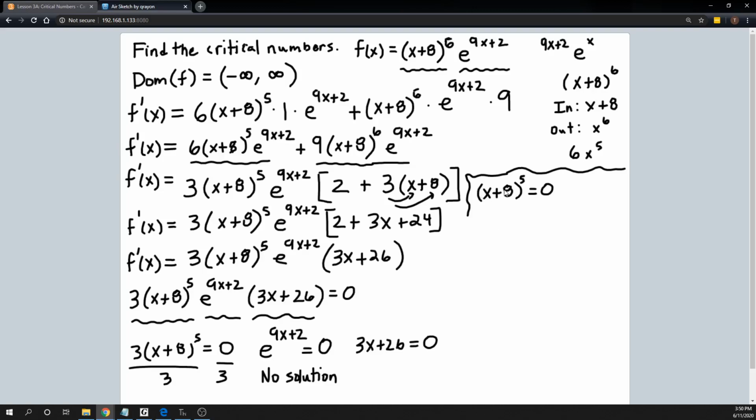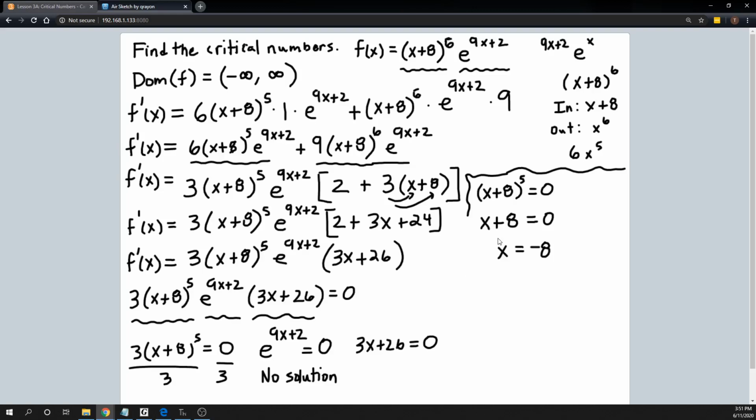Now I need to solve x plus 8 to the 5th power equals 0. Well, if you raise a number to the 5th power and get 0, the only way that can happen is for the number that you are raising to the 5th power to be 0. So if x plus 8 to the 5th power is 0, the only way that can happen is for x plus 8 to be 0 itself. Because if x plus 8 is positive, a positive number to the 5th power would be positive, and if x plus 8 is negative, a negative number to the 5th power would be negative. So the only way it could come out to be 0 is for the number itself to be 0. And so I get x equals negative 8. So negative 8 is a possible critical number.